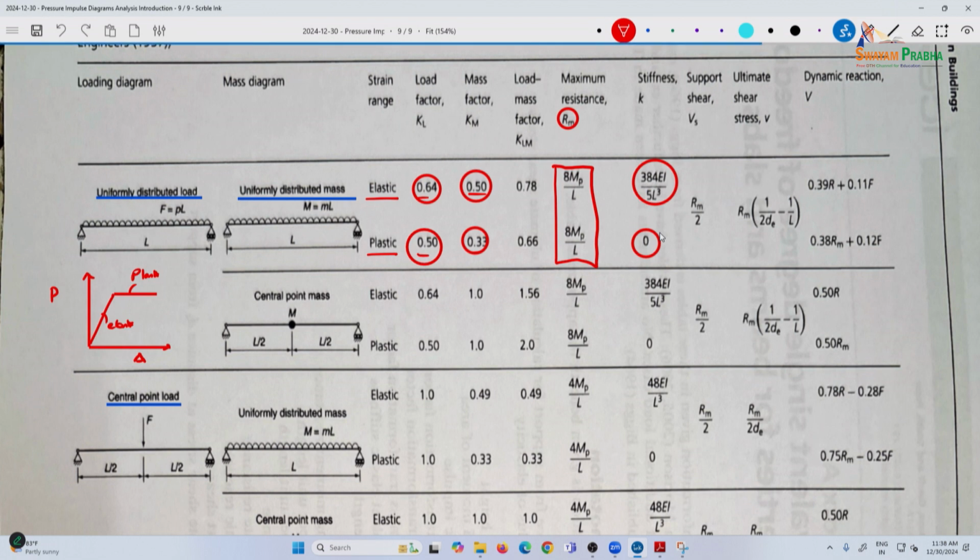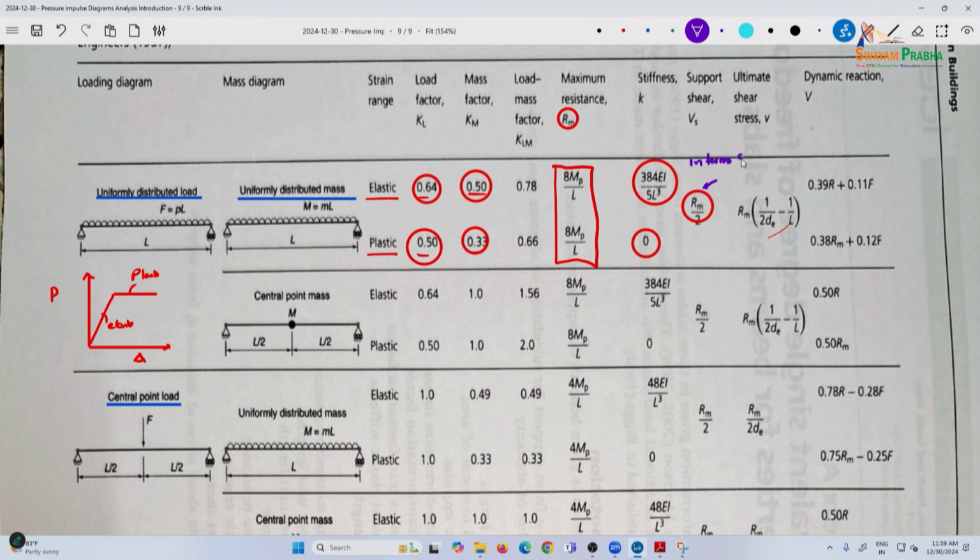There are other things we will address. These are the ultimate shear stress or the shear force, the support shear. In this case we will address all of this. The support shear is in terms of the resistance, not the applied load, because we are going to the extreme situation. So, in the extreme situation it's in terms of the resistance, and then the dynamic reactions, this is more interesting.